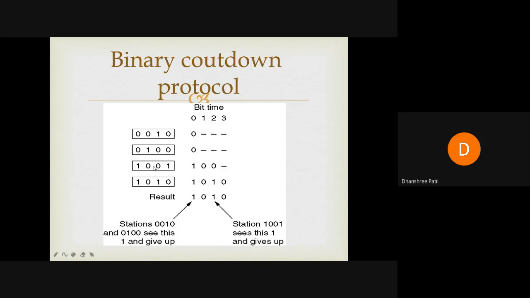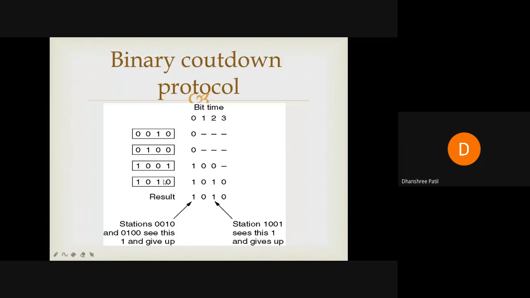The next bit is 0 and 0, and again a boolean OR operation is performed. Again on the third bit, both are the same, so both remain in the race. Then the next bits are 0 and 1. So the station 1001 will see that some other station has 1 in its address, so it will be out of the race. Only one station will be there for this moment, 1010, and this 1010 station will get access to the channel.